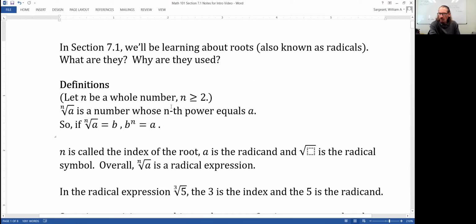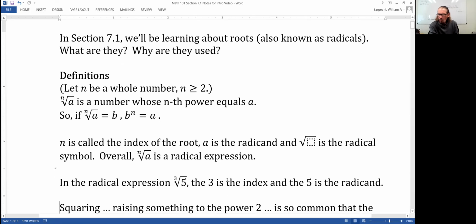Our root is a whole number starting with 2. So you'd be talking about a second root or third root or fourth root and so on. That n is called the index. What's underneath the check-mark sign, called a radical symbol, is called the radicand. You see the index kind of inside the check mark part. And overall, the nth root of a is a radical expression. So for example, we have here the cube root of 5, or third root of 5. 3 is the index, 5 is the radicand.